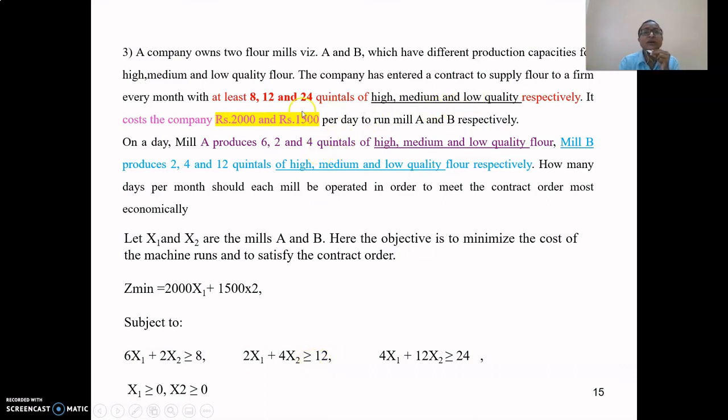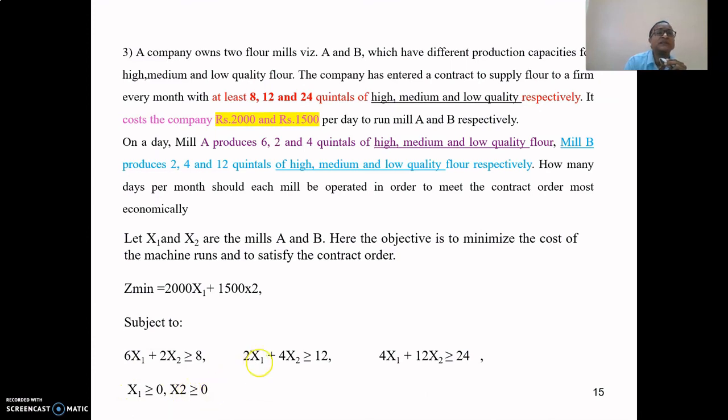Now for the low quality demand is 24. From mill A it is 4x1 plus for B 12x2 greater than or equal to 24. So these constraints are related to the quantity of each type of flour produced, high, medium and low, from the combination of mills A and B to satisfy the minimum demand 8, 12, 24 respectively. Now here the non-negativity condition is x1 and x2 greater than or equal to 0.